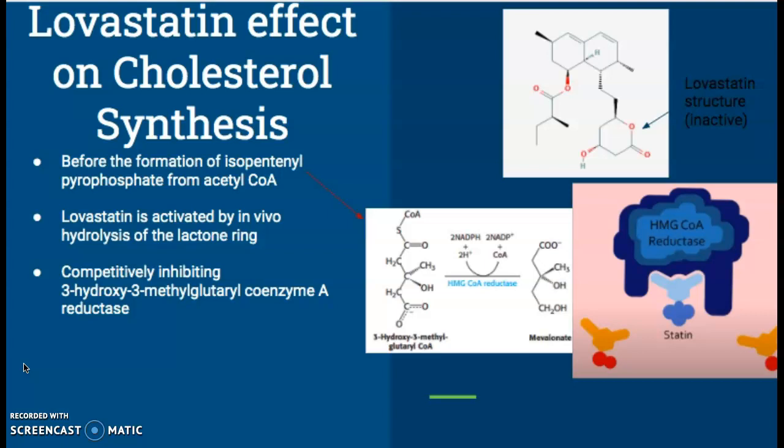So before isopentenyl pyrophosphate is formed, we have the important intermediate, 3-hydroxy-3-methyl-glutaryl CoA, which will be synthesized into mevalonate by HMG-CoA reductase. The synthesis of mevalonate is the committed step, which just means it's an irreversible step of cholesterol formation, and the rest of the pathway is dependent on it. So if you can prevent the synthesis of mevalonate, specifically by preventing the enzyme that catalyzes the reaction, HMG-CoA reductase, you can prevent the formation of cholesterol.